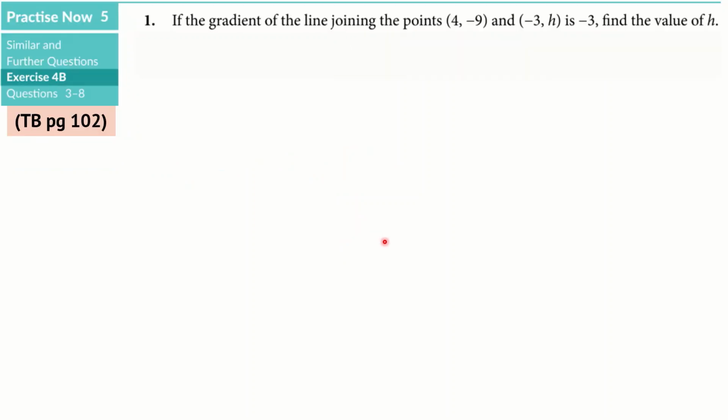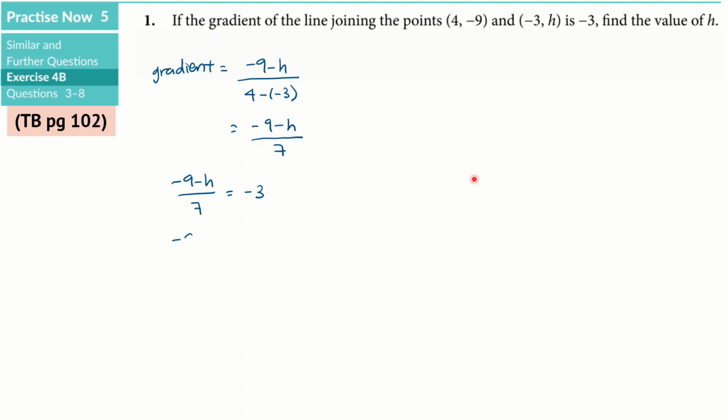Taking a look at another example, in Practice Now 5, the question says that if the gradient of the line joining the points (4, -9) and (-3, h) is -3, we want to find the value of h. So applying our formula, our gradient would be equal to -9 minus h over 4 minus -3. So it is always corresponding, and that will simplify into -9 minus h over 7. The question has mentioned that the gradient has a value of -3. So we can form the equation as such, and then we do our cross multiplication to figure out what the value of h eventually is. That will be equal to 12.